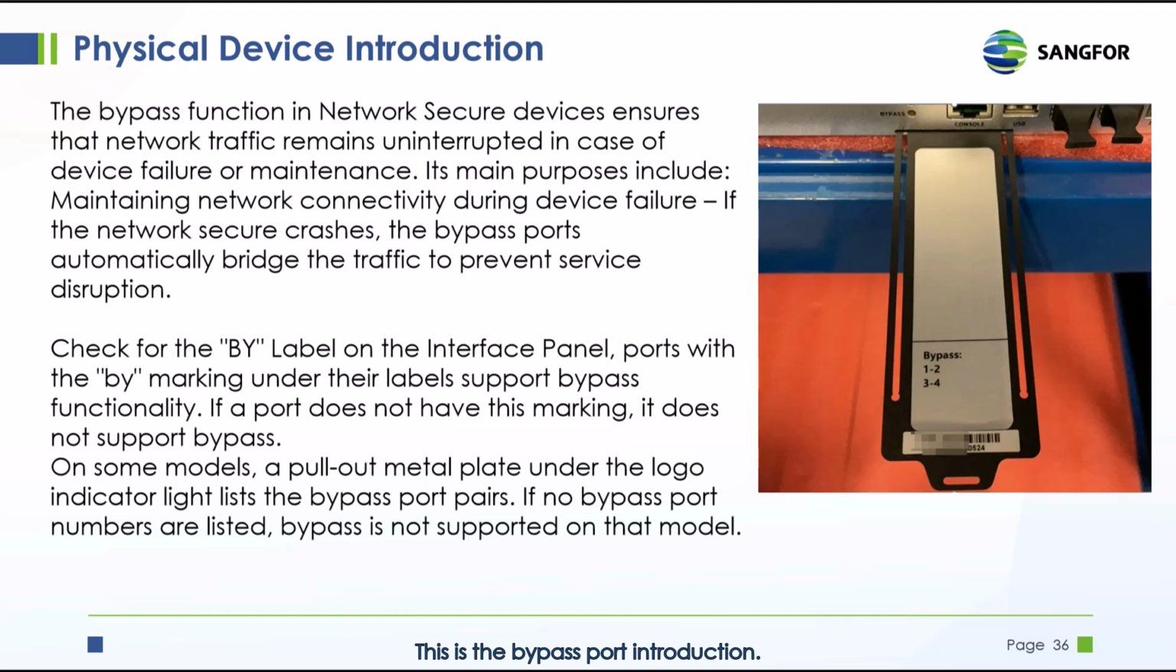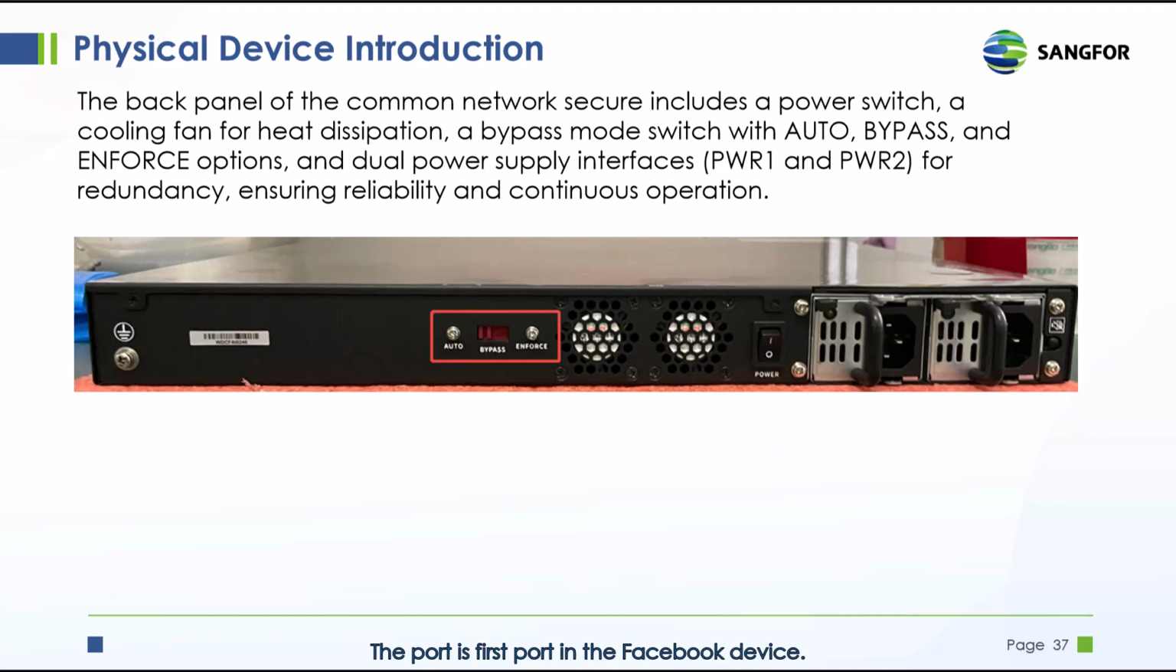This is the bypass port introduction. What is a bypass port? It means when the device fails or does not work, the bypass port can act like a cable and keep the network running. In the sample device, you can see B1 means it's a bypass port. The port is the first port on the device. On the back you will find the power switch, cooling fan, two power inputs, and bypass mode switch. In some lower models, there is only one power input.